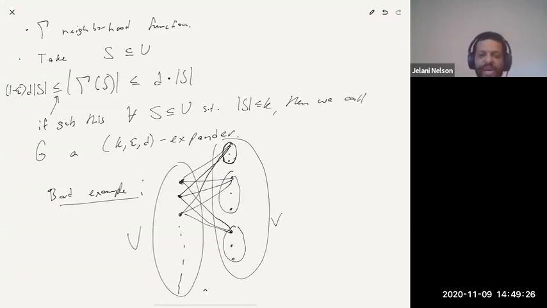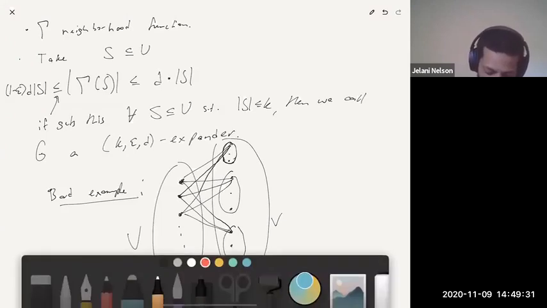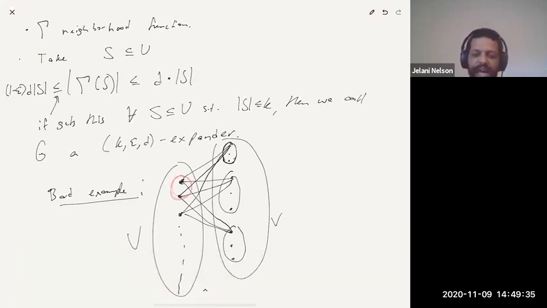This would not be an expander, because if you look at a small subset on the left, like just these 2 vertices, for example, the maximum number of vertices on the right they can hit is 6, because each one hits 3. And if they're disjoint, they'll hit 6. But here, the union of what they're hitting is only 3 because they overlap too much. So an expander is a graph where that doesn't happen.